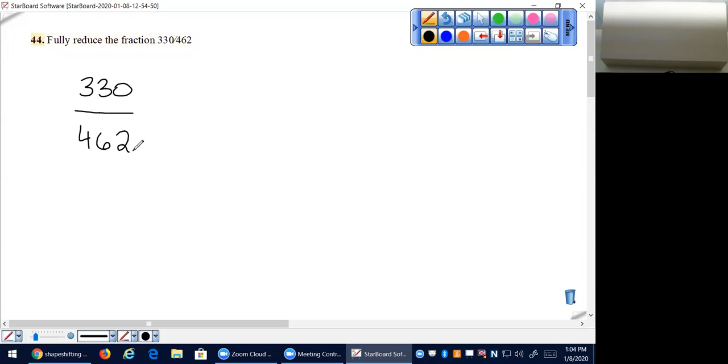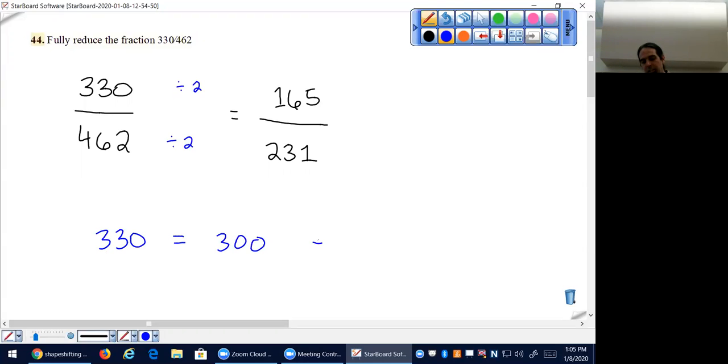How are people starting? What number are they dividing by first? 2, okay. So half of 300 is 150, half of 30 is 15, so 165. And this one would be 231. Did I get that right? Oh, how did I say that? 330 is going to be 300 plus 30, and I took half of each of those and then squished it back together.